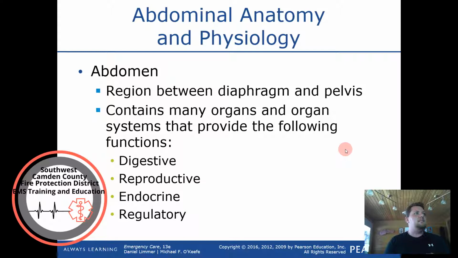So the abdomen is the region between the diaphragm and the pelvis. It contains many organs and organ systems that provide the following functions: digestive, reproductive, endocrine, and regulatory.